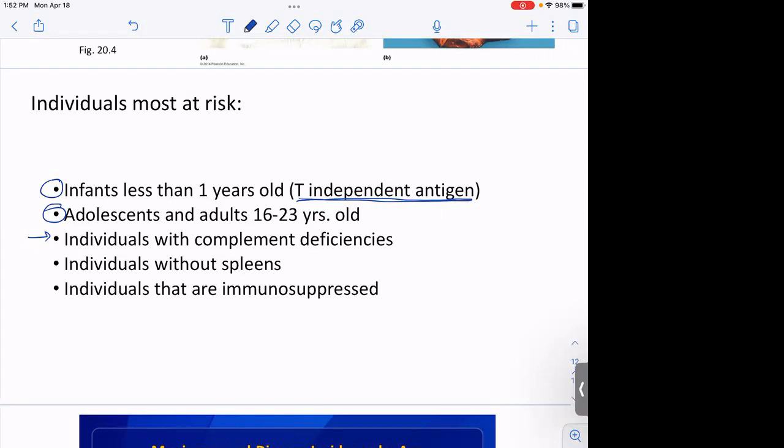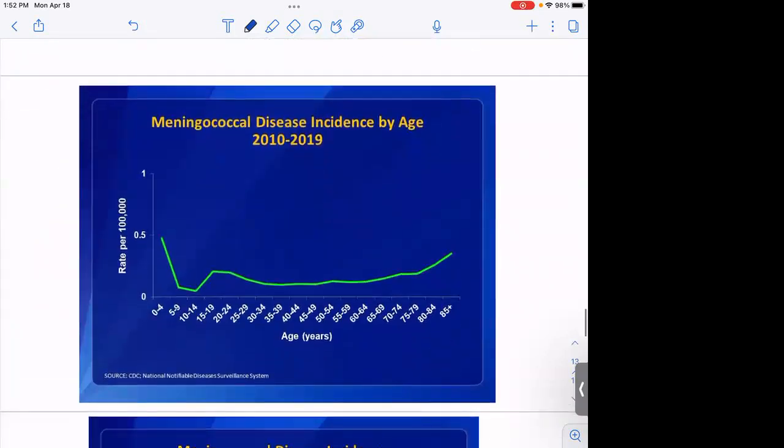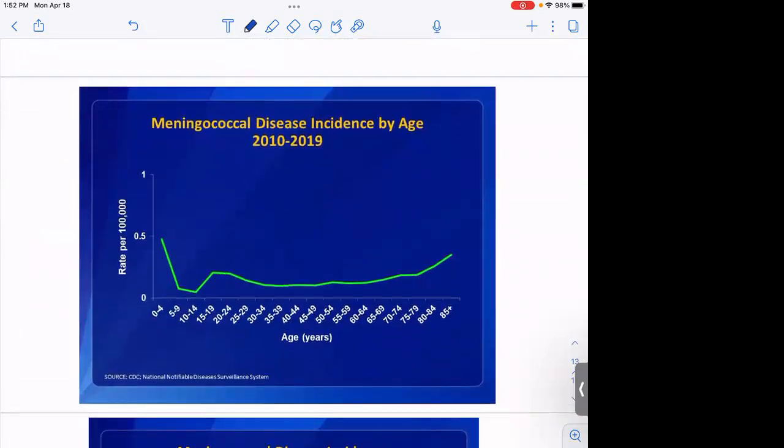Okay, and I just thought I'd show you these recent statistics. I got these off the CDC webpage. Like I said, it's not a very common infection. Most at risk here, you know, young children. There's a blip here, young adulthood, and then just as we age, our immunity wanes quite a bit.